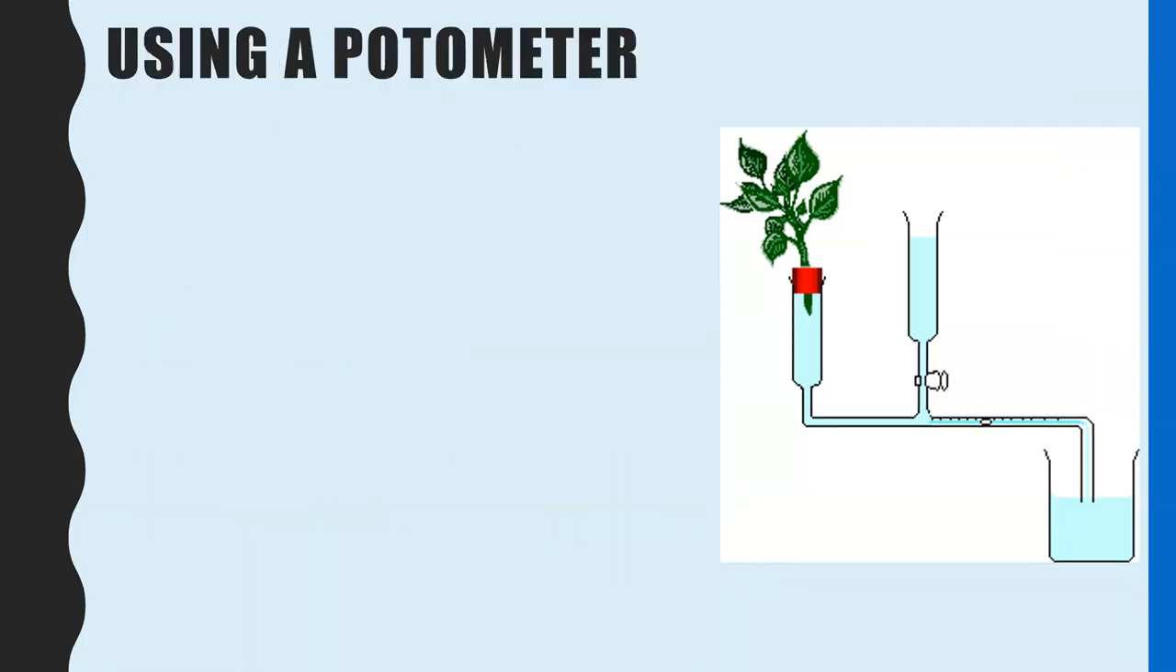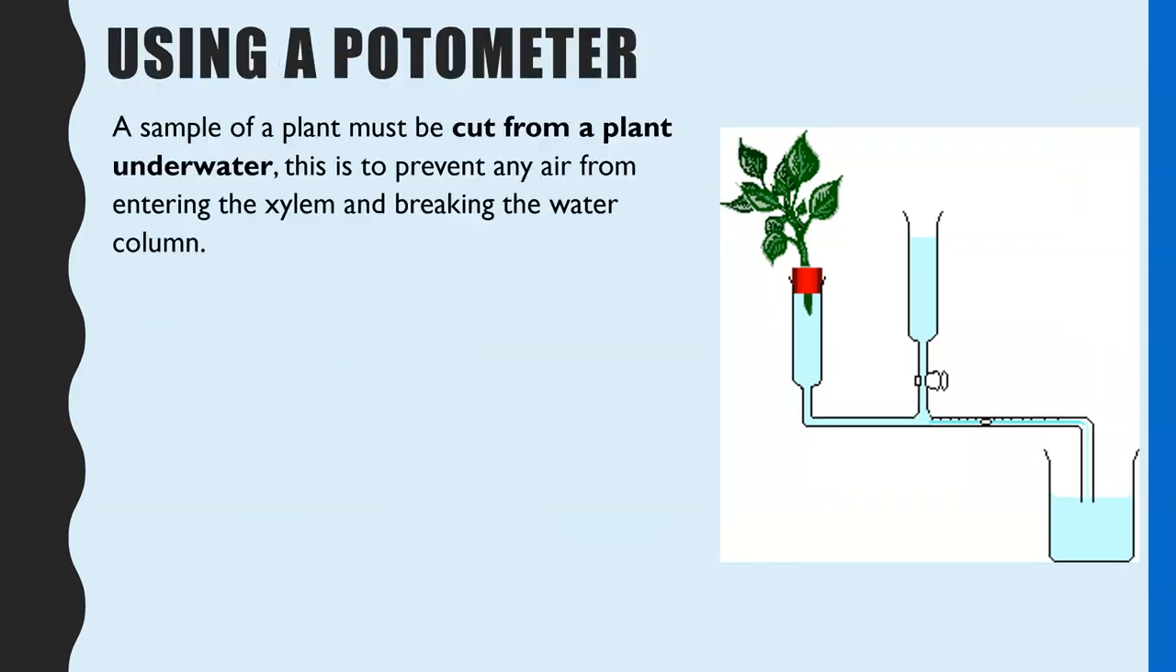So looking at how it's set up. The first thing is you need to get your sample of plant into the potometer, and you tend to just cut off a small section, which you can see in this diagram, from the main plant. And when you cut it, it has to be cut underwater.